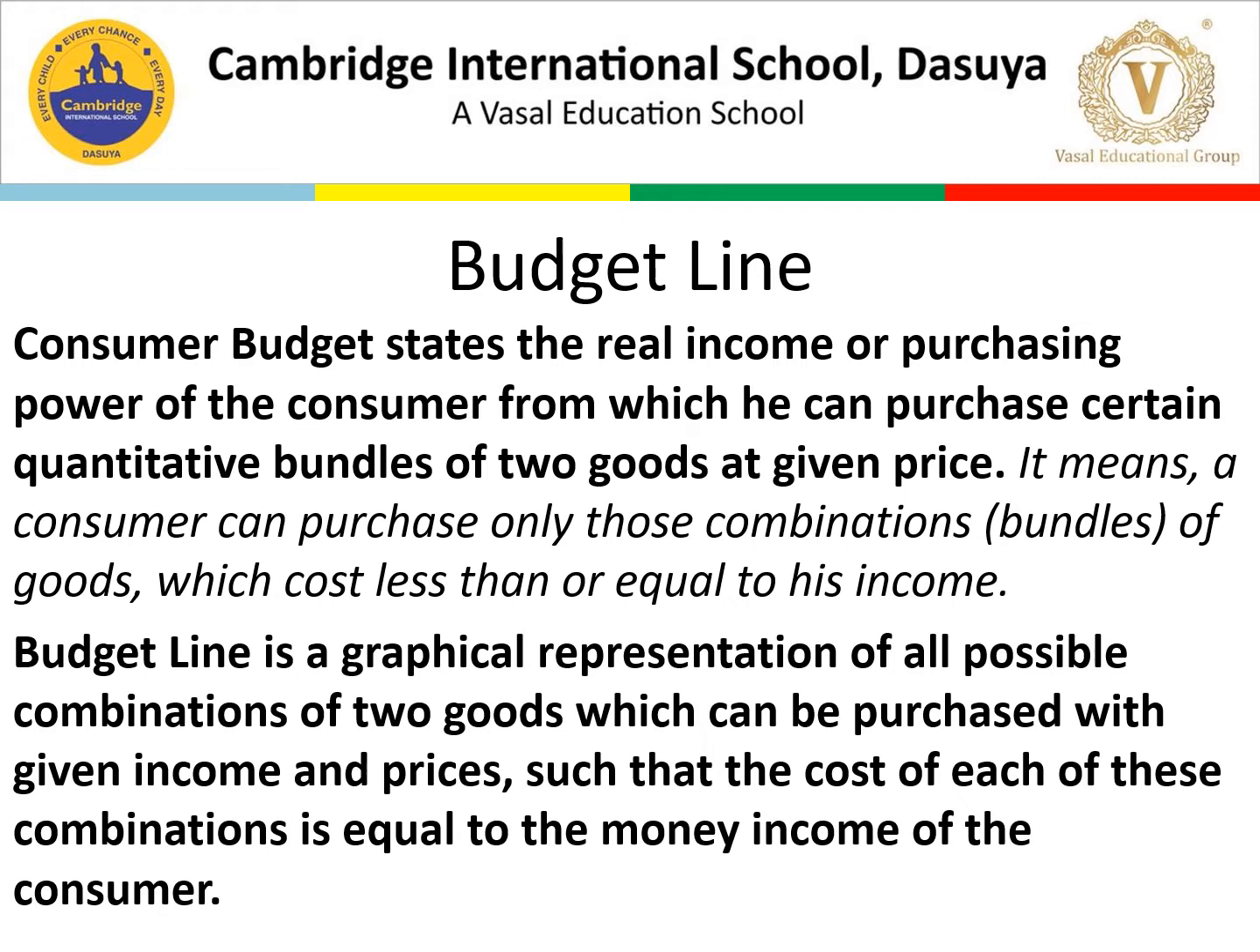So before understanding budget line, we have to understand the concept of consumer budget. A consumer, as you know, is the person who is consuming the products, and a customer is the person who is buying the product. He is using the product but not consuming it. Next, it is related to consumer budget only. It means a consumer can purchase only those combinations of goods which cost less than or equal to his income.